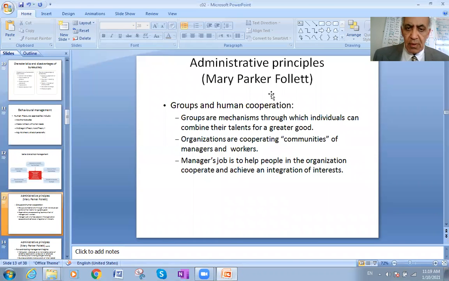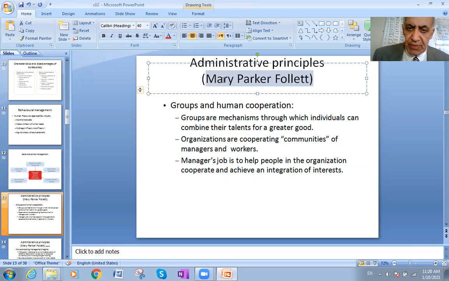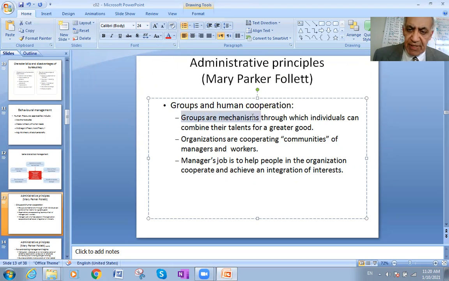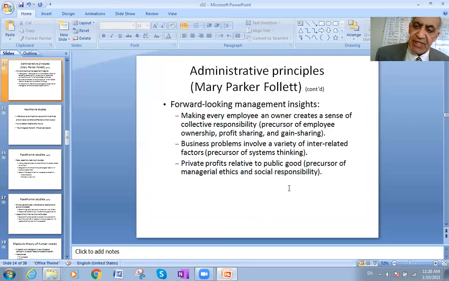So, what about Mary Parker Follett? What did she do? We're still talking about the human behavior school. Groups and human cooperation. Groups are mechanisms through which individuals can combine their talents for a greater good. So when people work in groups, it's better for them than when they work as individuals or apart. Organizations are cooperating communities of managers and workers, because managers and workers are all one community, so they have to cooperate. That's what she means. Mary Parker Follett said the manager's job is to help people in the organization cooperate to achieve integration of interests. So it's a part of the management job.